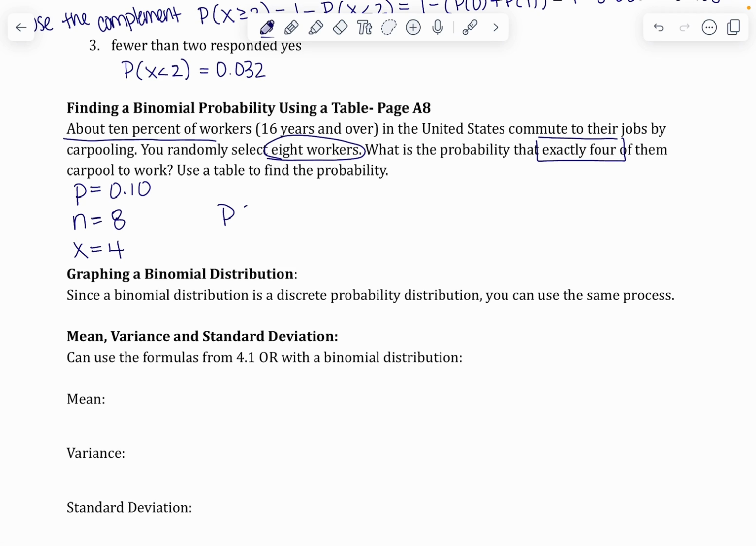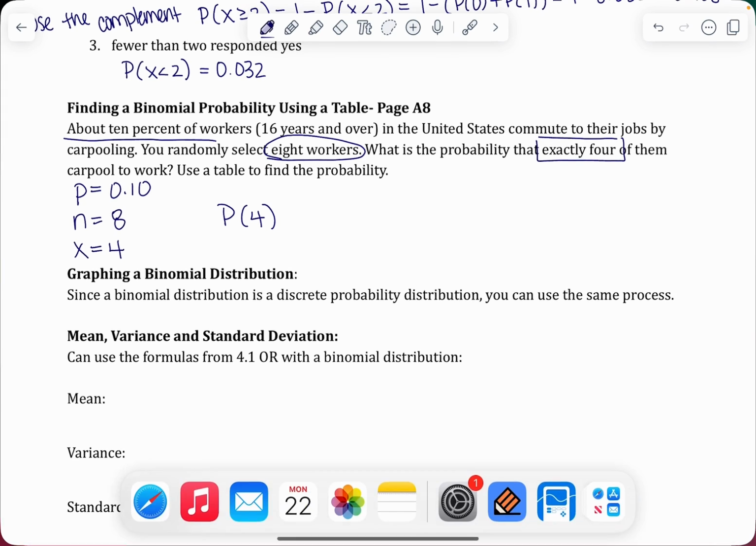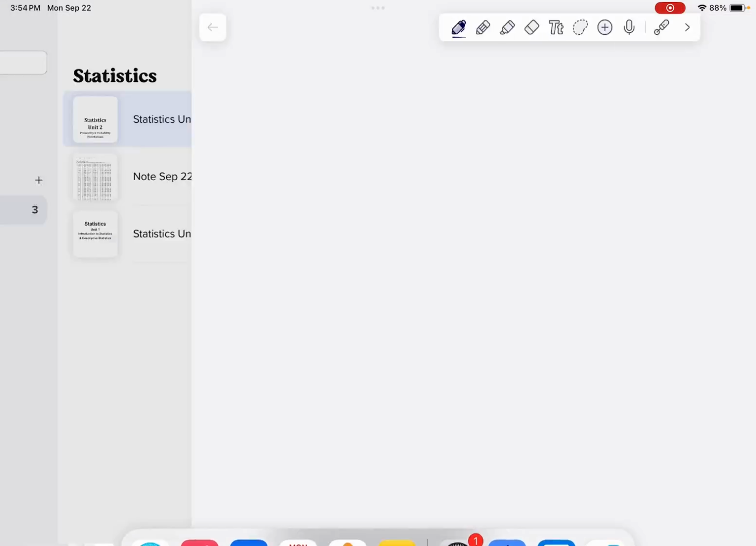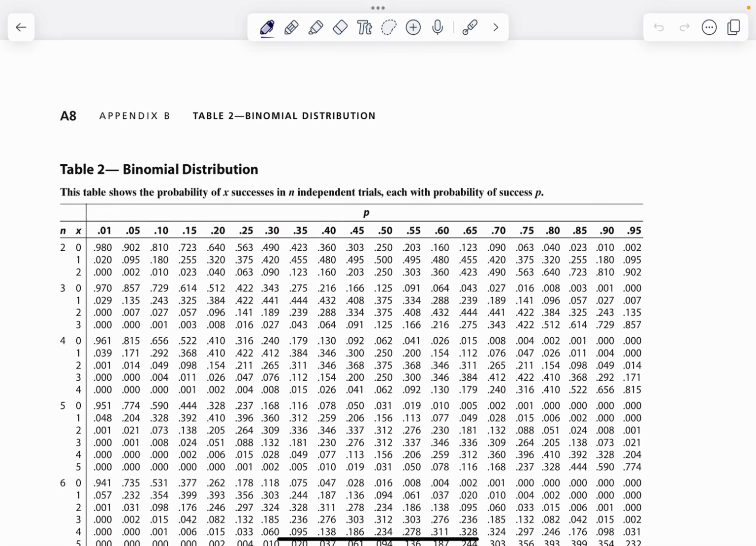So to find the probability of 4 using our table, I'm going to switch over here. All right, so we have a binomial distribution table. Looking on your left, you have your n's and you have your x's. Notice if you have n as 2, you have x 0, 1, and 2. Across the top, you have your p, your probability of success, going from 0.01, 0.05, and then going up in increments of 0.05.